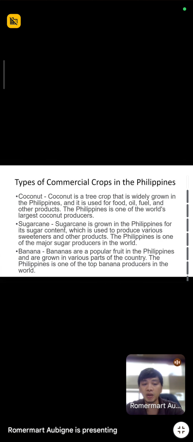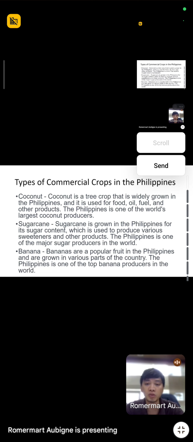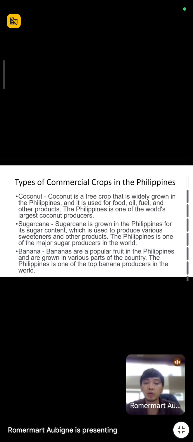Another commercial crop in the Philippines is sugarcane. Sugarcane is grown in the Philippines for its sugar content, which is used to produce various sweeteners and other products. The Philippines is one of the major sugar producers in the world. Banana. Bananas are a popular fruit in the Philippines and are grown in various parts of the country. The Philippines is also one of the top producers of banana in the world.